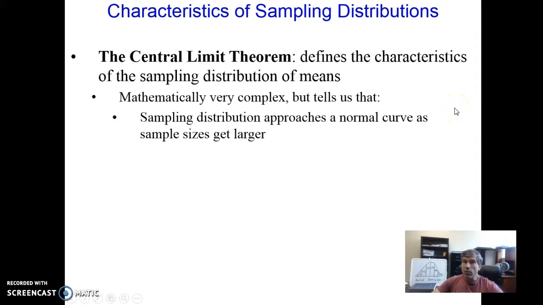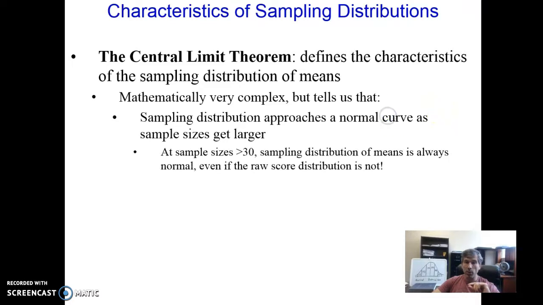First, even if your original raw score distribution was not normal, even if it was skewed or bimodal or anything else, the sampling distribution will inevitably start to resemble a normal distribution and eventually become a normal distribution as you measure more and more people. At sample sizes greater than approximately 30, the sampling distribution always follows a normal curve, even if the raw score distribution does not. Now, don't worry so much about why that's the case. We're going to look at some visualized data to start to show you how it happens. But don't think so much about why that's the case as how powerful that is.